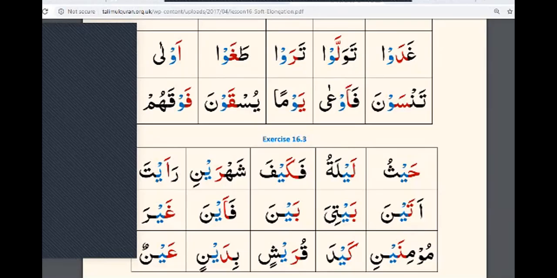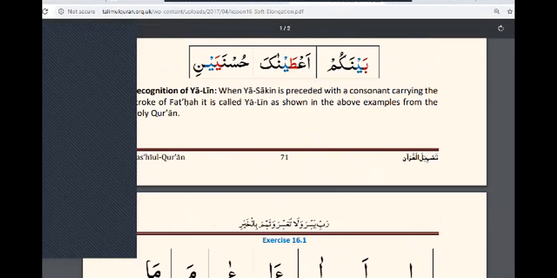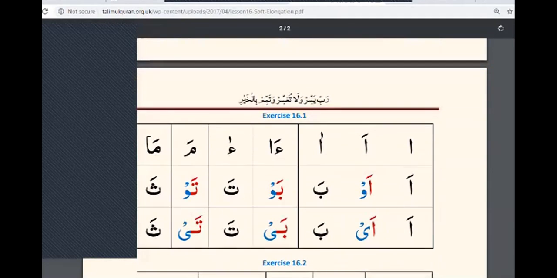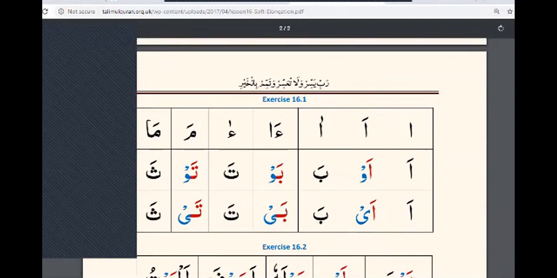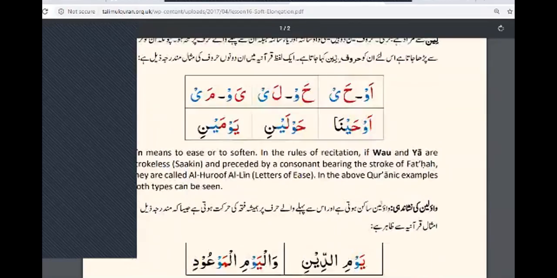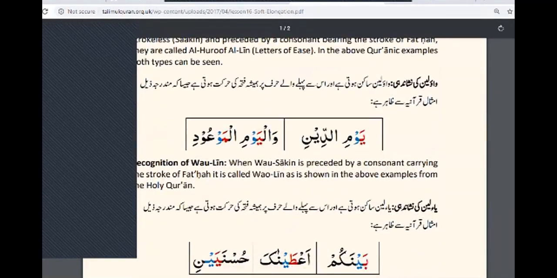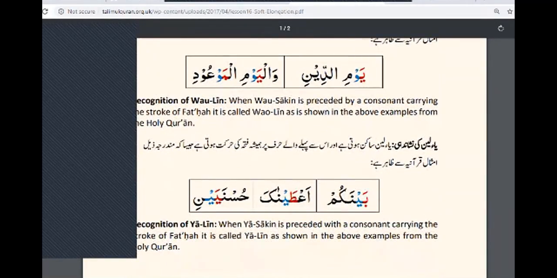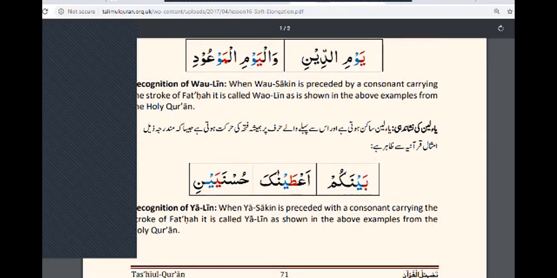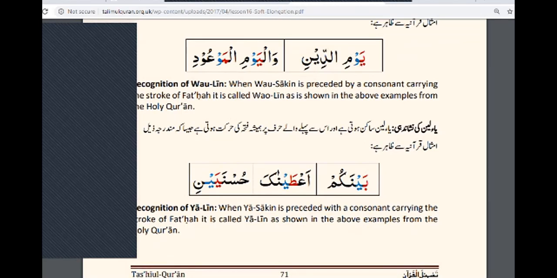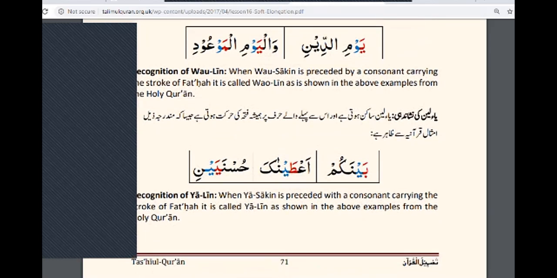Okay, brilliant. So we've gone over the vowel lean. We're now going to go back to the top and we're going to have a look at how we recognize our ya lean. So we're going to go back to the page before, the explanation before that. Yes, so recognition of ya lean. There's a little bit of the writing which is coming off from the side of the screen, but don't worry too much about that. I'm going to read it to you anyway.